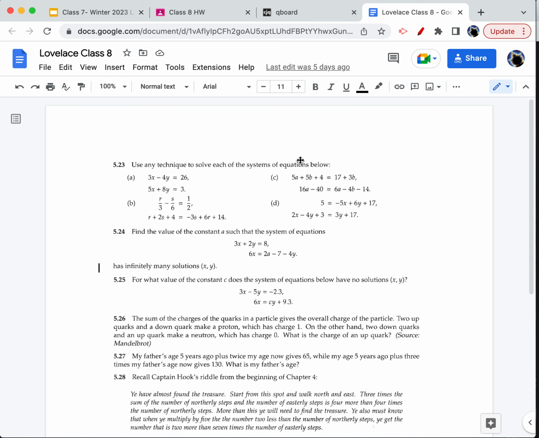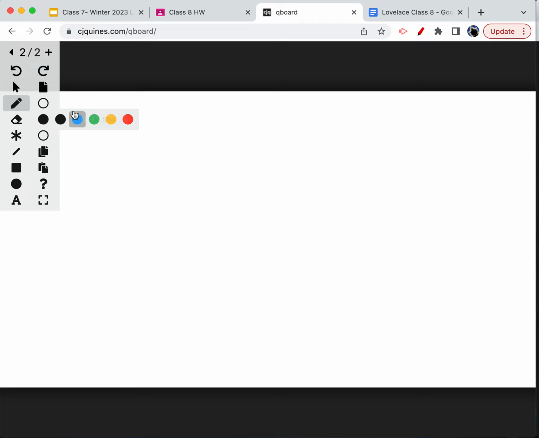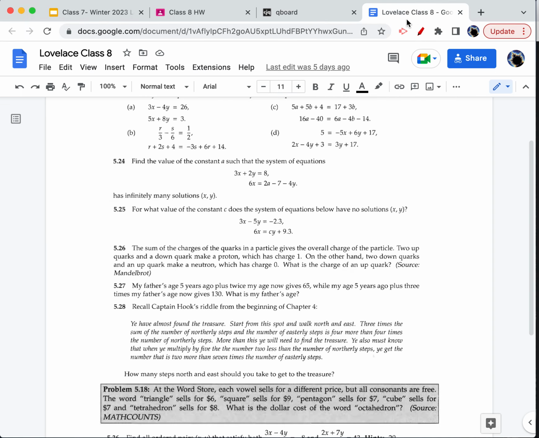Okay. So let's just go on to 5.24. So 5.24 asks us to find the value of the constant a such that the system of equation 3x plus 2y equals to 8 and 6x equals to 2a minus 7 minus 4y has infinitely many solutions xy.